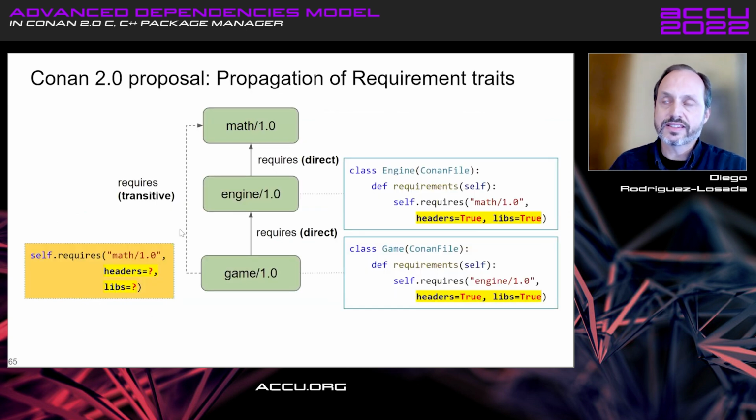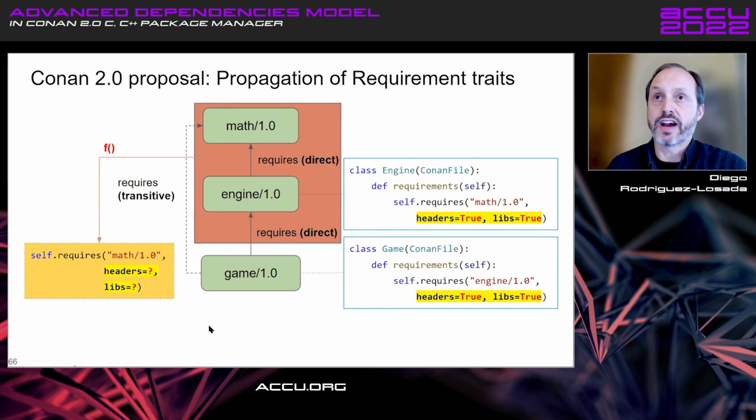So let's now, the key point of the new 2.0 model is this: how the traits are propagated in the graph from upstream to downstream. So I told you by default requires define headers and libs equal true. Okay. And the question here is, if the explicit requires define this, what are the traits? How is game going to depend on math? And what are the values of the headers trait and the libs trait that are defined in this virtual transitive requires from game to math?